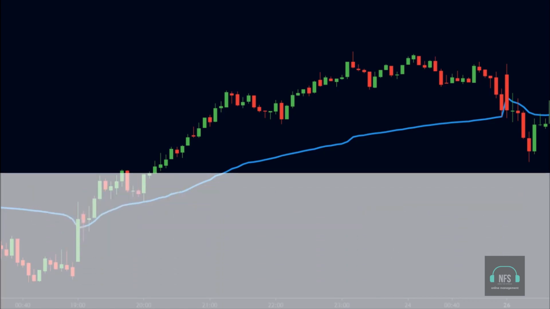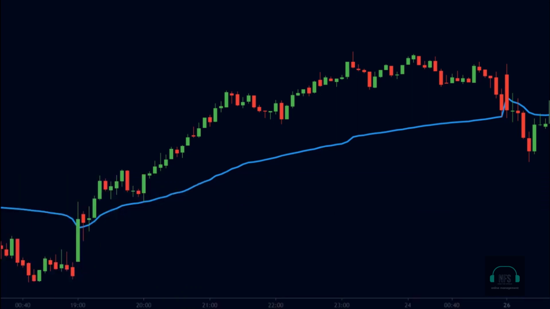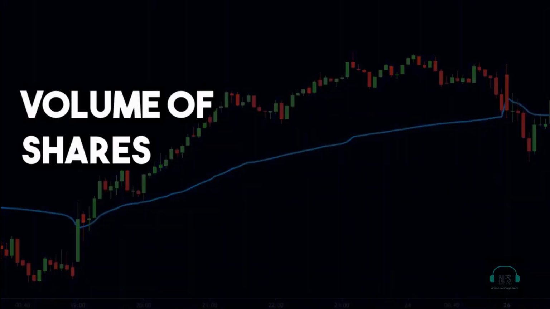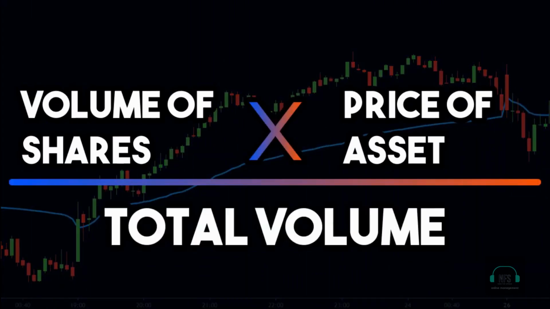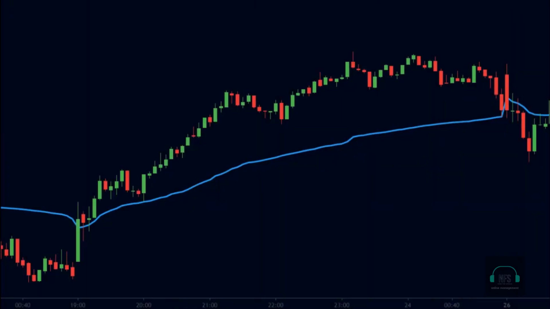the price. In simple terms, the VWAP can be calculated by multiplying the volume of the shares traded with the price of the asset, then dividing the total by the total volume. The VWAP shows us the fair value of the stock for that particular day.